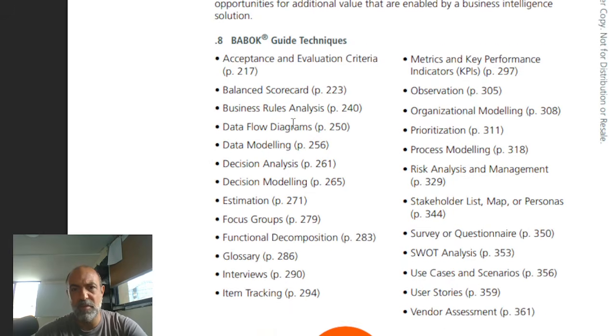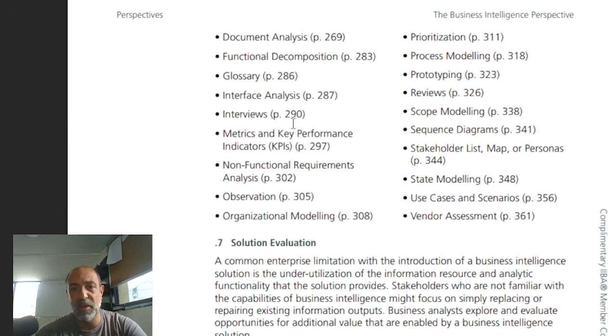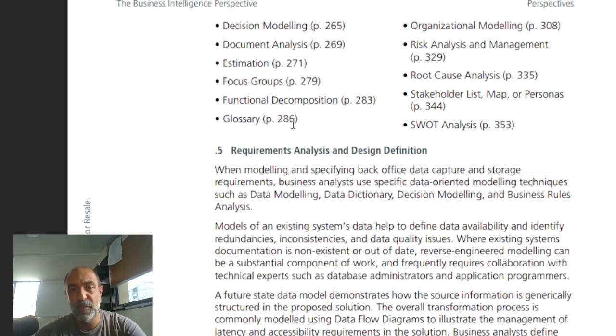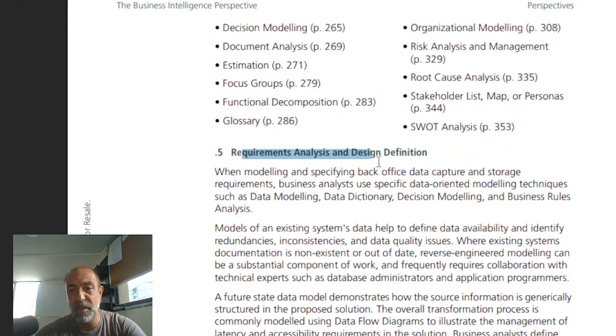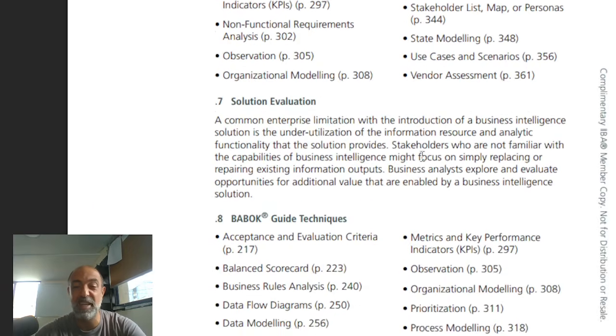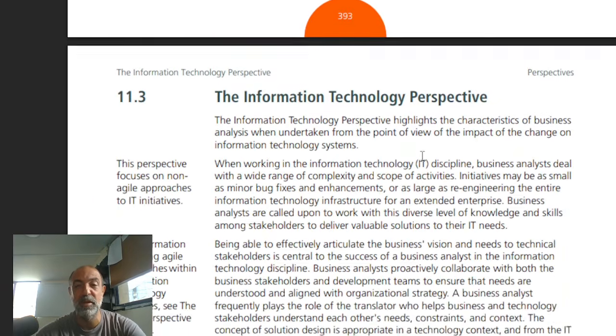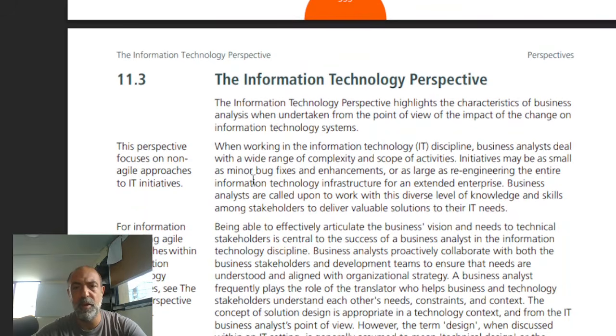And point 8 is all the guide techniques. Remember, with this one, requirements analysis and design definition, we use 24 of the 50 techniques that are mentioned in this book. And after this is the information technology perspective. All right, that's part 2.